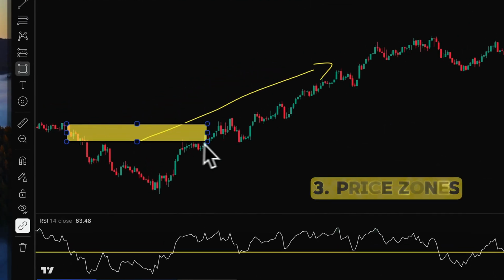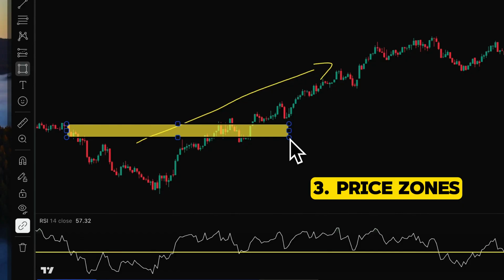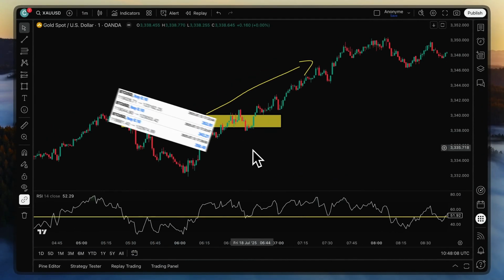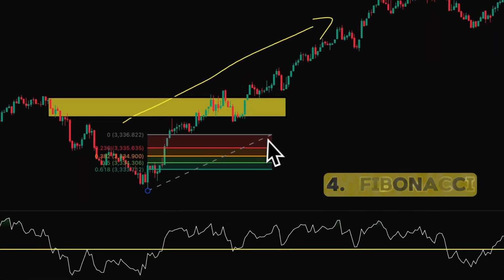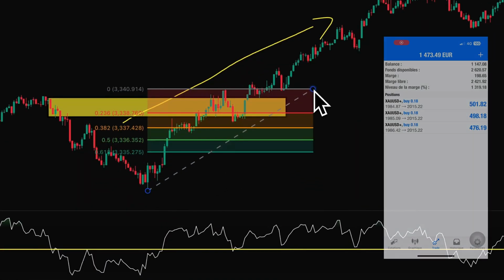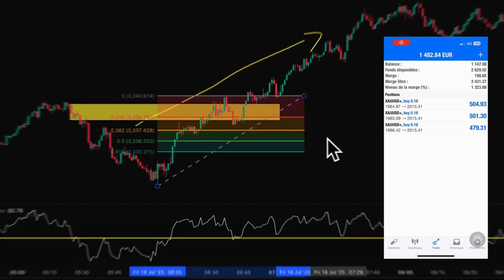Third, we'll draw our price zones, our support and resistance zones, in the best way possible so we can use them to trade long all throughout the uptrend. Finally, we'll use Fibonacci retracements to get additional trading signals and to have an even more solid trading plan.